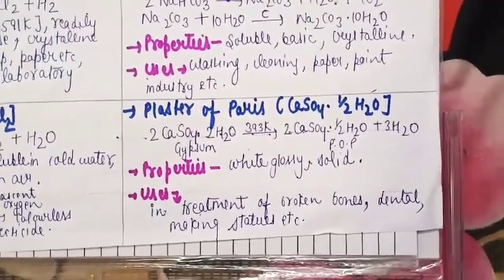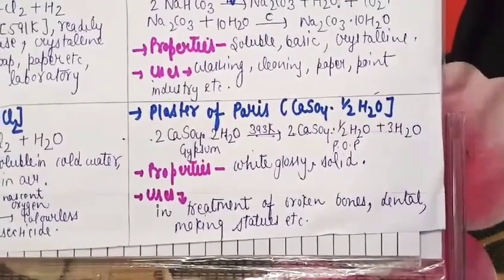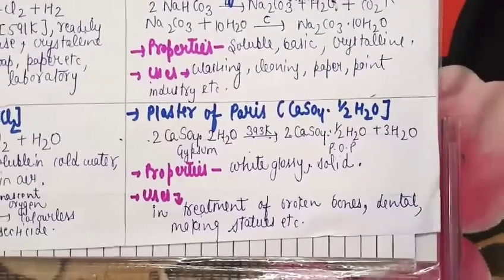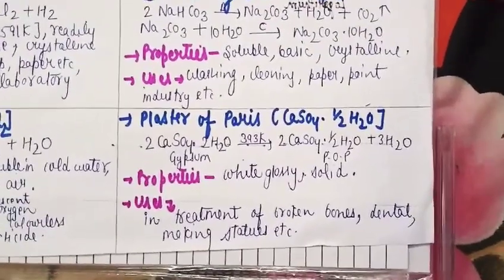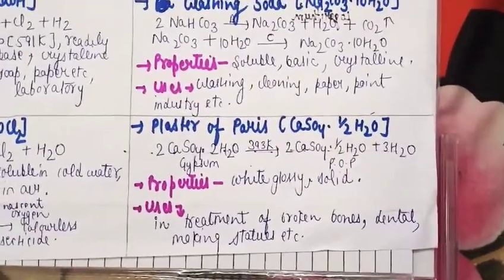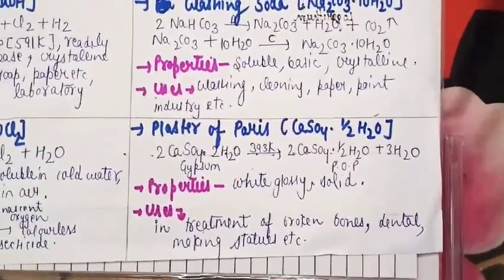Now what are the basic properties? It is a white solid, glossy material that becomes solid and hard when water is added, in 15 to 20 minutes, and it is called gypsum. And what are the uses of this material? It is used to join broken bones, in the construction of houses, in dental treatment, and in the making of statues and decorated items. So these are some of its uses.